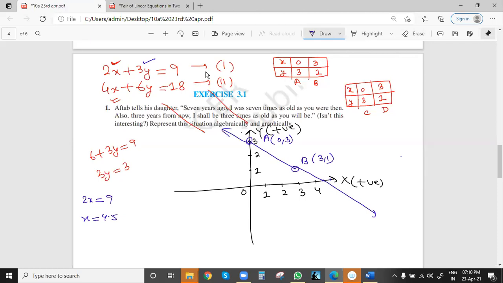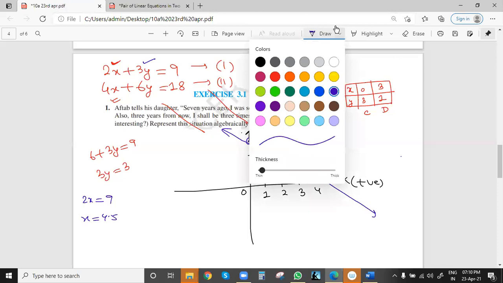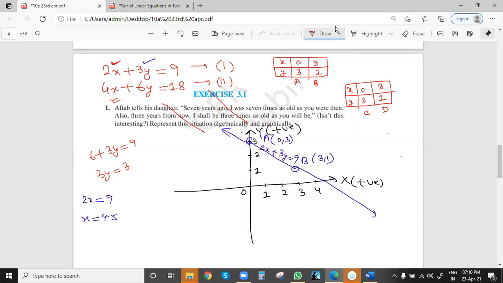We can draw the scale. So this is the equation for the first one, that is 2x plus 3y equal to 9. Now plotting for the second one, same as this, C and D. This is again point C because 0, 3 and 3, 1 again point D. So C and D are basically A and B only.